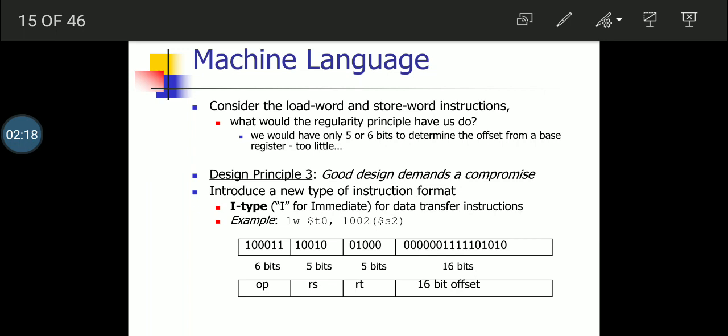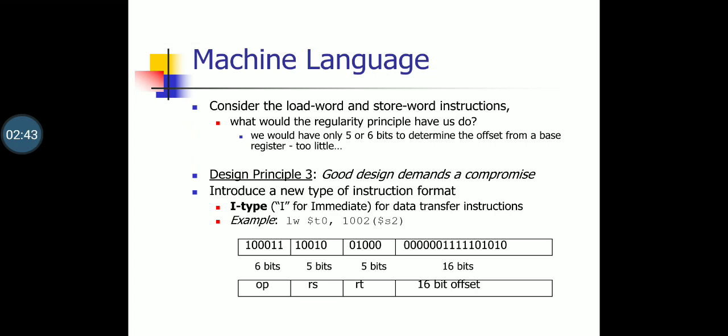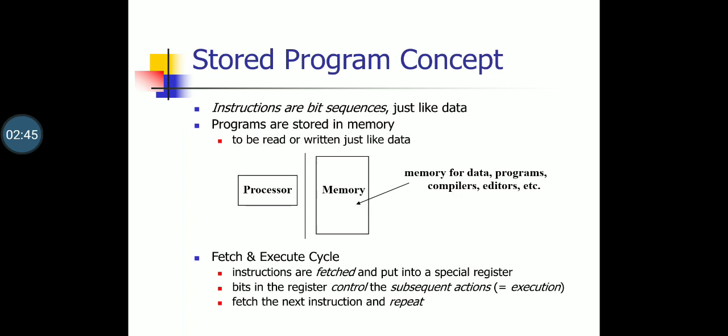Now the second register has a different role compared with that of the R type. The first register is the destination register in the case of load. In the case of store, the first register is a source register. So the second register has changed its role. This type of instruction we are calling I type instruction.